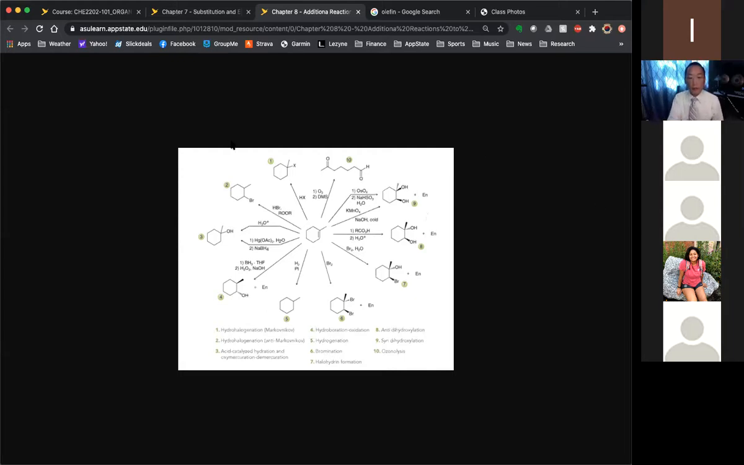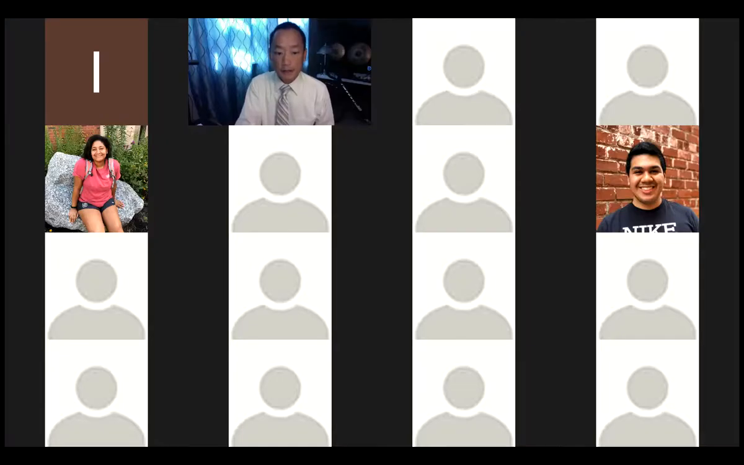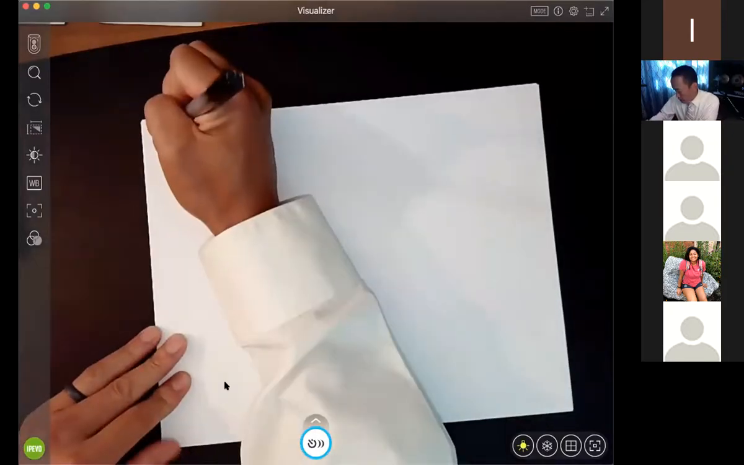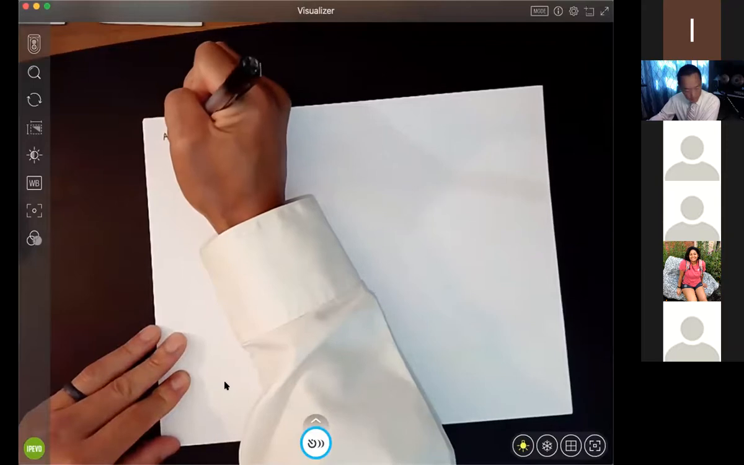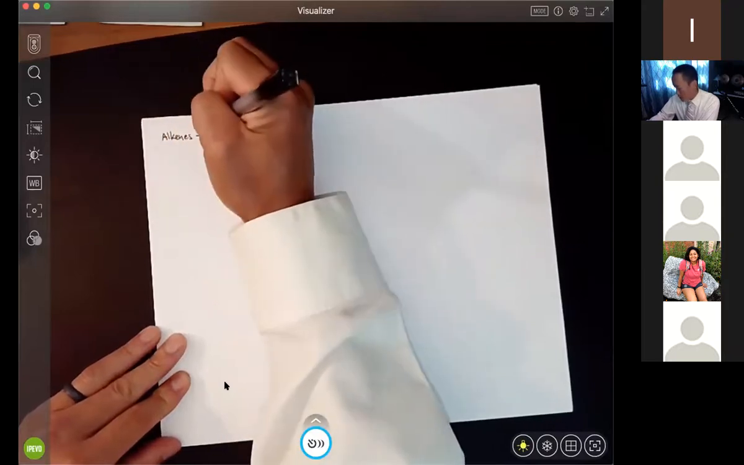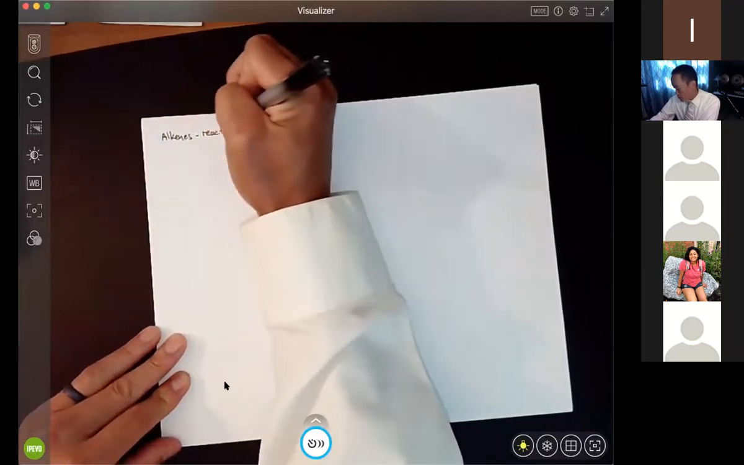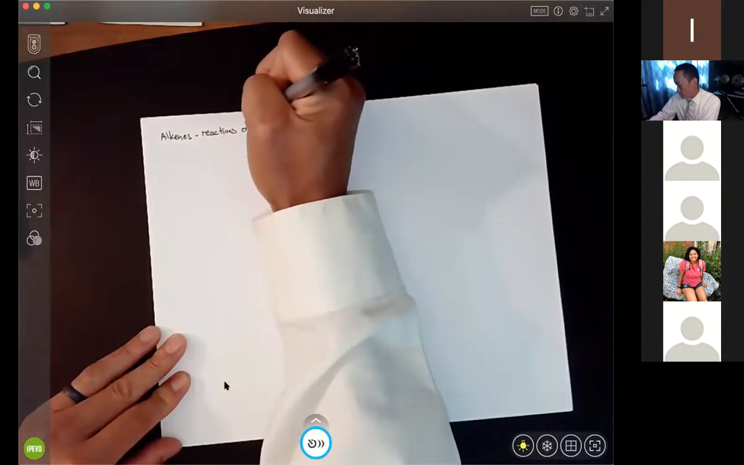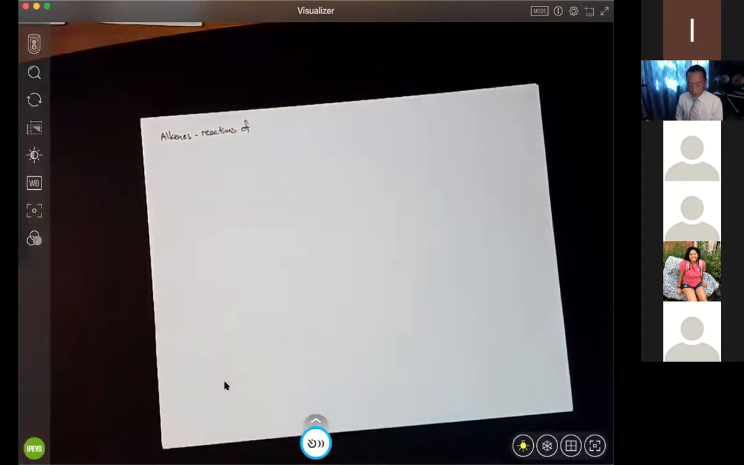Let's take a look. So stop sharing this and go back to the visualizer. So now we're moving on to alkenes, and then reactions of alkenes. And so you have this pinwheel of death.